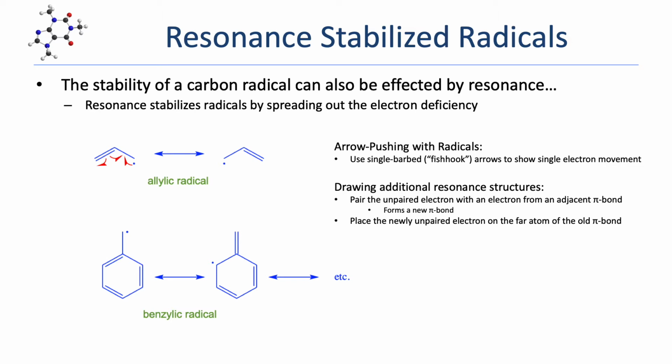Again, keep in mind, all the atoms involved may not be carbons, right? Other atoms can certainly have p orbitals that can contribute to resonance. So whenever you see an unpaired electron adjacent to any two atoms that have a pi bond between them, you can treat it pretty much exactly like an allylic radical.